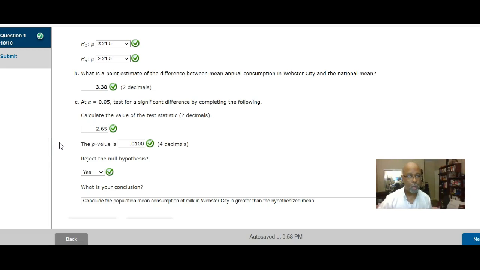So going back to check our work, the value of the test statistic, the t value, rounded to 2 decimal places, 2.65. The p-value rounded to 4 decimal places, 0.0100, which allows us to reject the null hypothesis and conclude that the population mean consumption of milk in Webster City is greater than the hypothesized mean. So folks in the Midwest of Webster City are drinking more milk per capita than that study indicated.